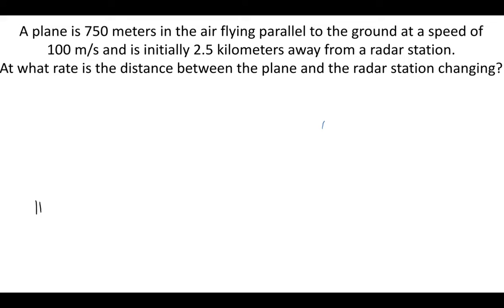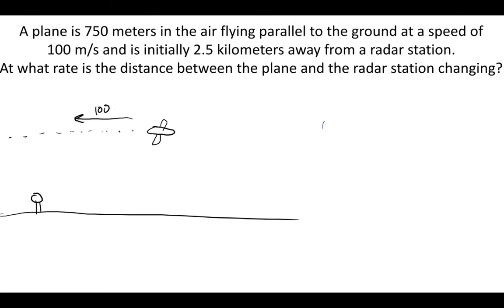So I'm going to draw this one. Here's my little radar station on the ground. I got my plane up here. Told you I was bad at drawing. So you got a plane up here. It's flying this way. It's flying across the sky, right? And kind of filling in the gaps here. It says that it's flying parallel to the ground. So that should be a straight line if the ground's here. Flying parallel to the ground at 100 meters per second. So it's moving this way at 100 meters per second.